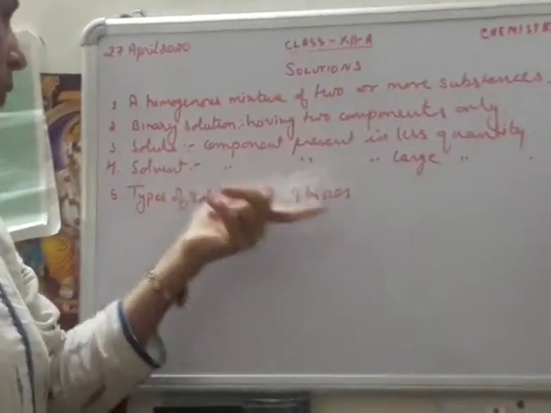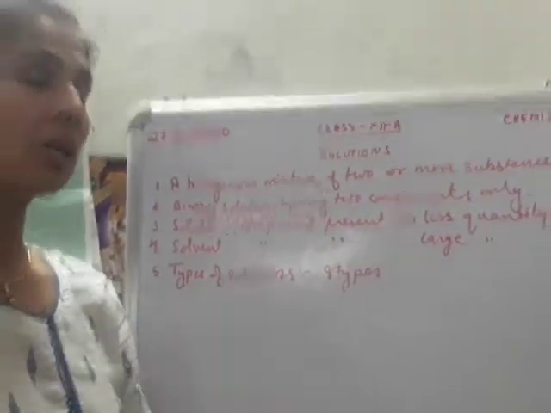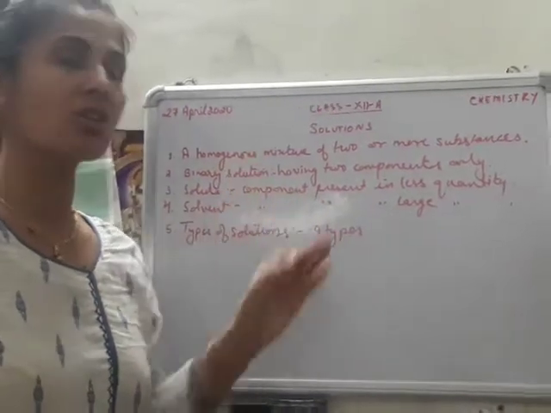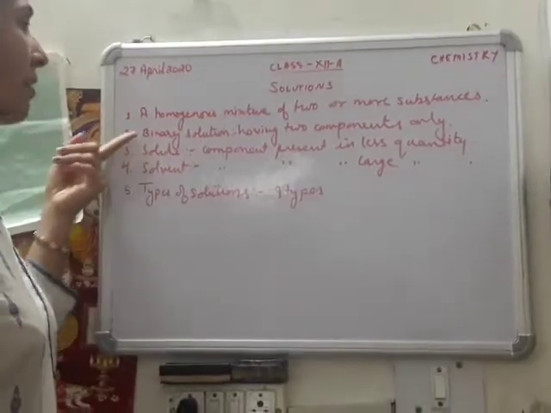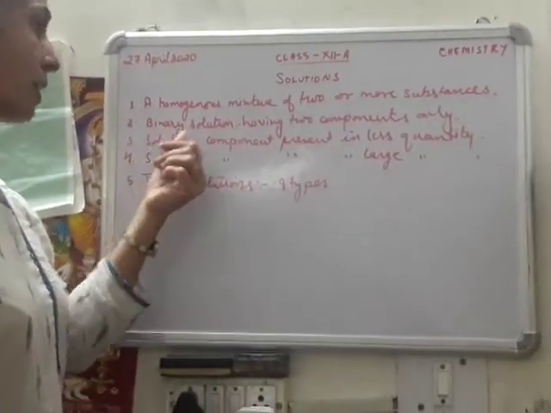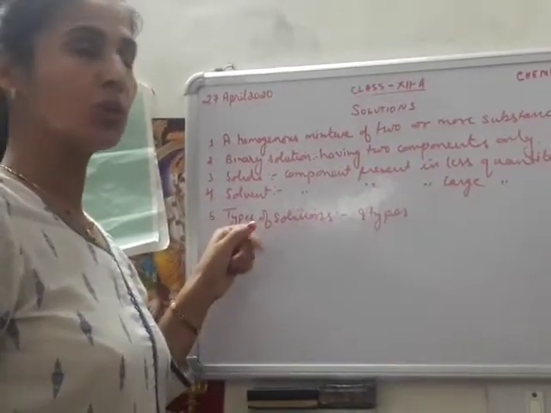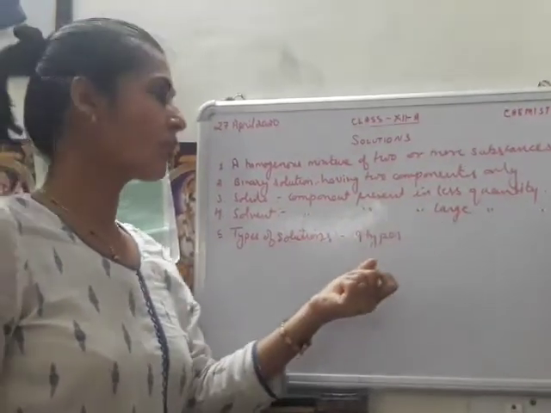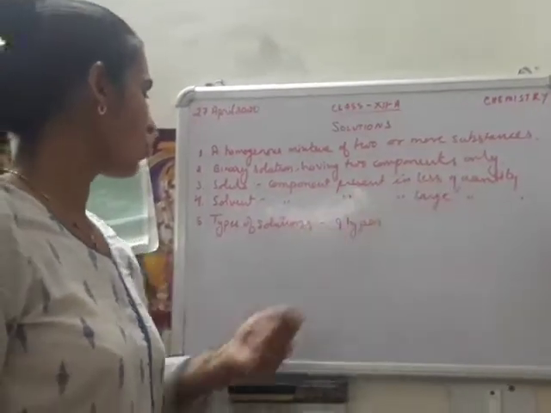Solution, what is meant by solution? This is actually a homogeneous mixture of two or more substances. Keep in mind, the only condition is that the solution or the mixture has to be homogeneous throughout. Then we may have a binary solution. Binary means having two components only. And if it is a binary solution, then we will come across two more new terms. The one is solute. Solute is the component which is present in lesser quantity, and solvent is the component of the solution which is present in larger quantity.